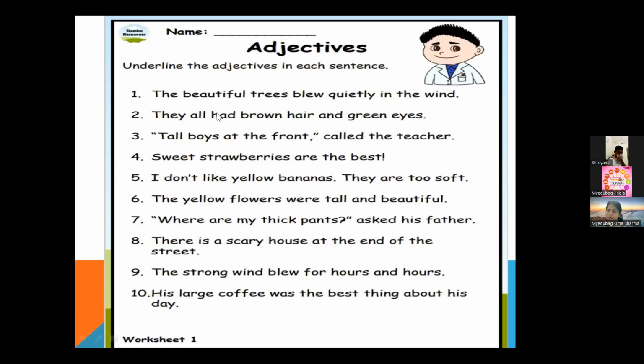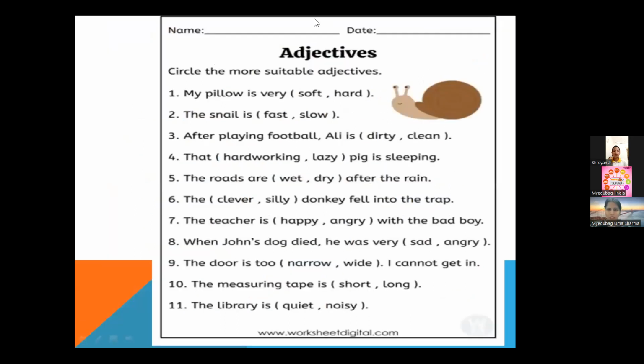Ninth one. The strong wind blew for hours and hours. Strong. Very good. Tenth one. Her large coffee was the best thing about the day. Large. Very good. All are correct. Good one. Let's do some more.